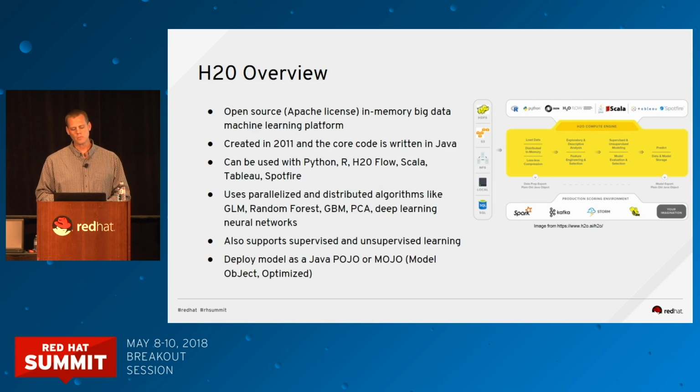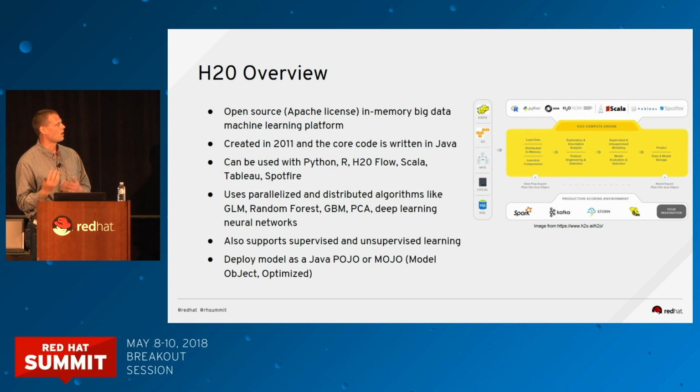classification. So what we did is we leveraged H2O, which is an open source Apache-based machine learning platform. And you can see some stats here on it. It was written in Java, created in 2011. You can use it with Python, R, a bunch of other languages there, Scala as well.